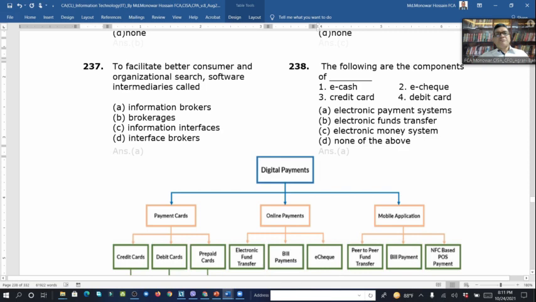To facilitate better consumer and organizational services, software intermediaries called information brokers.